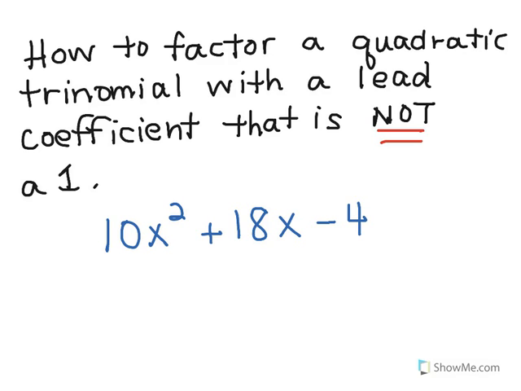Hey, this is a quick review on how to factor a quadratic trinomial with a lead coefficient that is not a 1. Okay, we're going to use this as our example, 10x squared plus 18x minus 4.